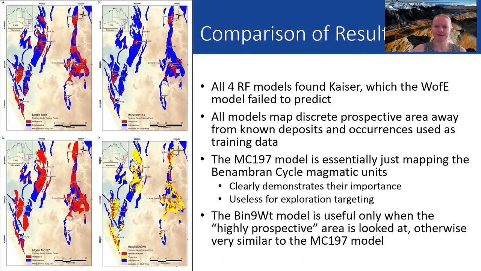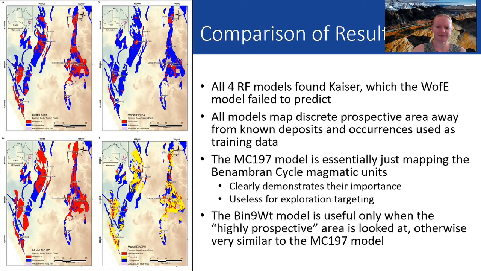All 4 of the models found Kaiser, which the weights of evidence method failed to predict. So that was good because that was the ultimate aim of the study from my perspective. But all the models also map discrete areas of prospectivity away from the known deposits and occurrences used as the training data. So they might represent exploration targets.